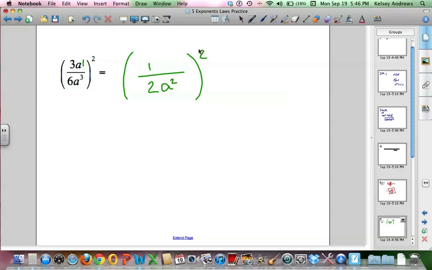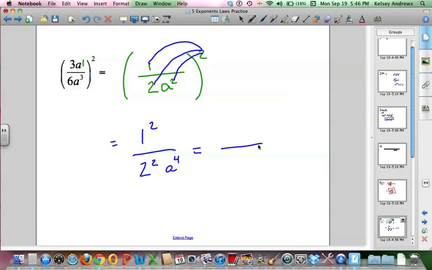Okay, so now we need to share this squared with everything inside of the brackets, including the 1, the 2, and the a squared. So we have 1 squared in the numerator over 2 squared a to the 4th, because when we raise a power to another power, we multiply the exponents. Okay, 1 squared means 1 times 1, so that's 1. 2 squared is 4, and then a to the 4th. Now in this case, we do need to write the 1 because there's nothing else left in the numerator with the 1, so it needs to be there.